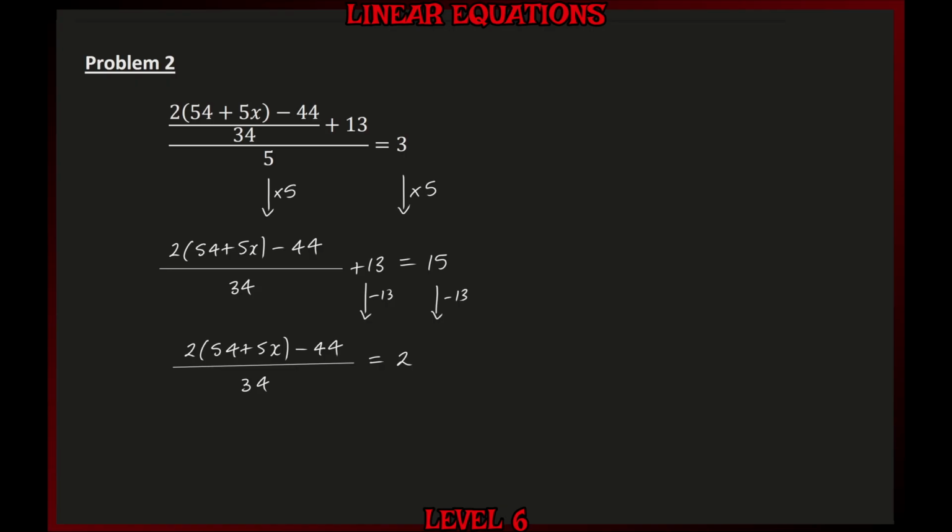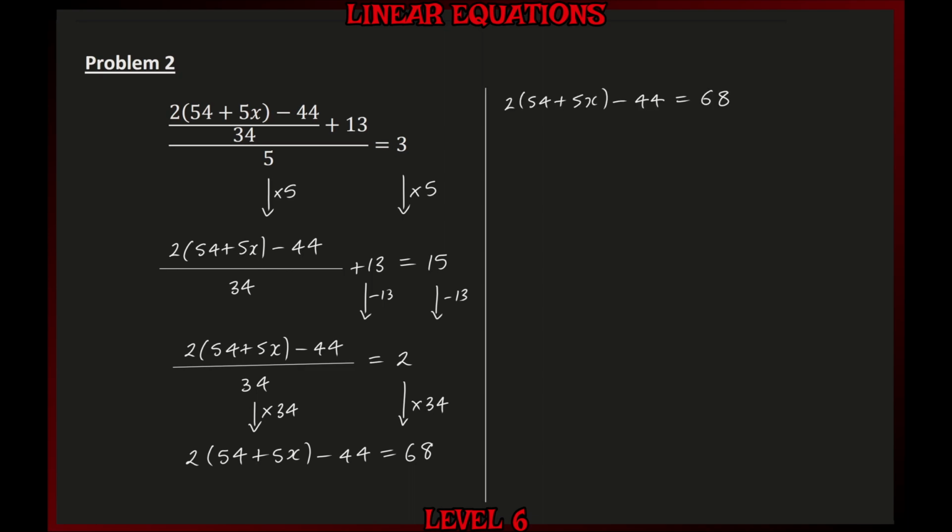Going back to the left again, we'd now like to remove the 34 from the bottom of the fraction. We can do this by multiplying the left by 34 and also multiplying the right by 34. So on the left, the times 34 and the divide by 34 cancel out to just leave us with the numerator, which is 2 times (54 plus 5x minus 44). And on the right, 34 times 2 gives us 68.